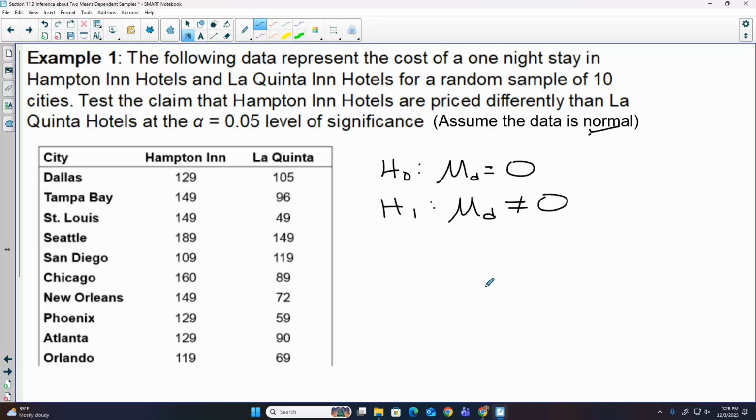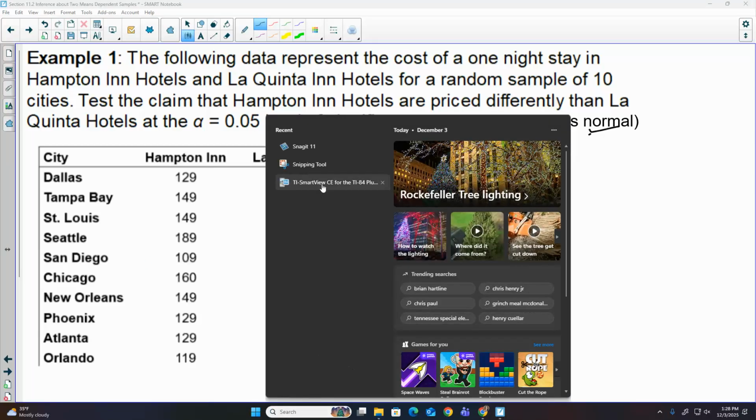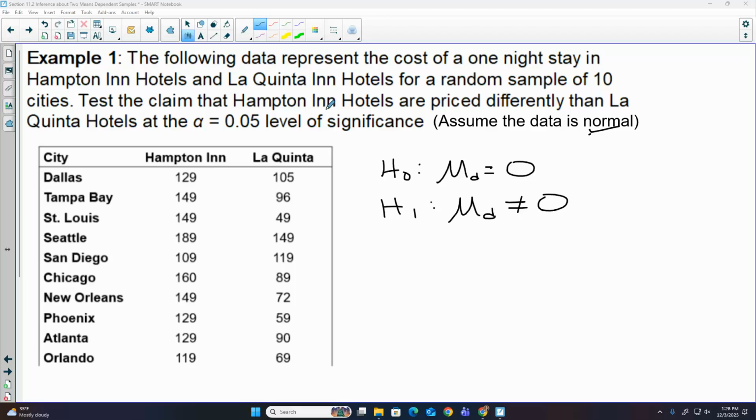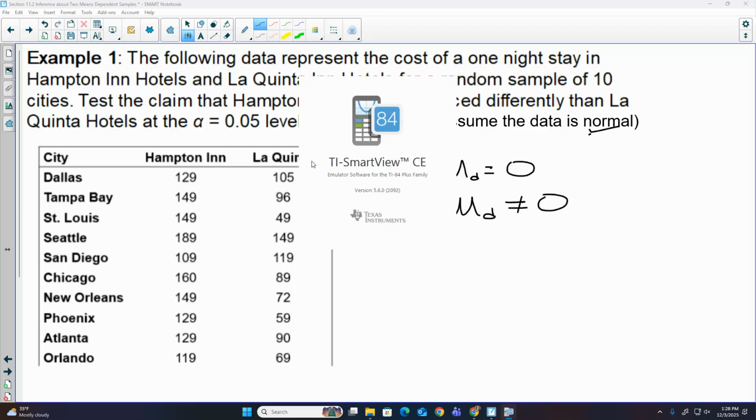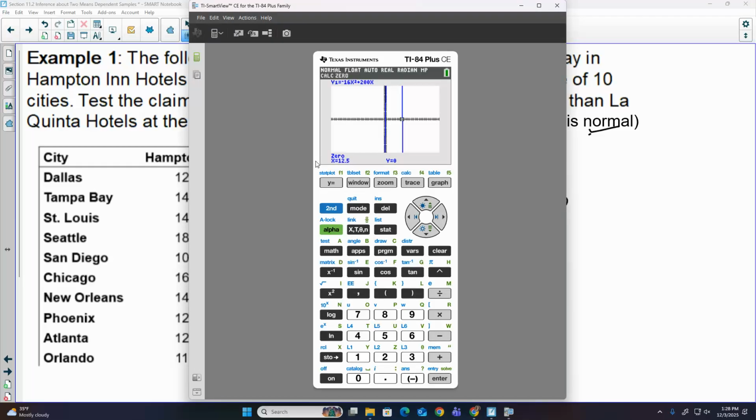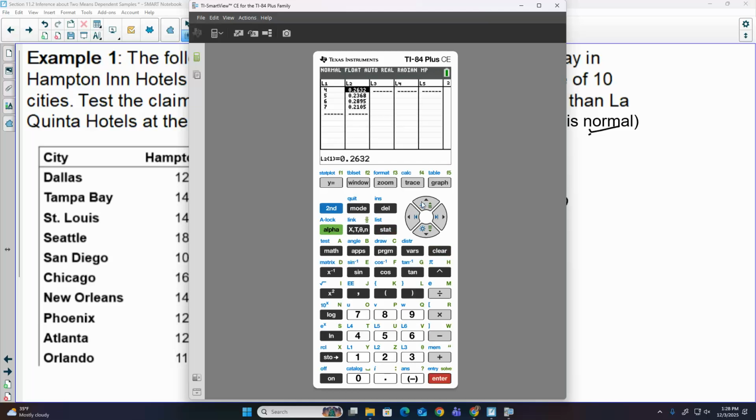Okay, so the process for this. We are going to enter this data in L1 and L2. Think of them as ordered pairs, because it's one city and two hotels within that city. So order matters. Make sure you don't delete your lists, just clear them. So we're going to go to Stat, Edit, clear out anything that's there, and we'll enter this in L1 and L2.